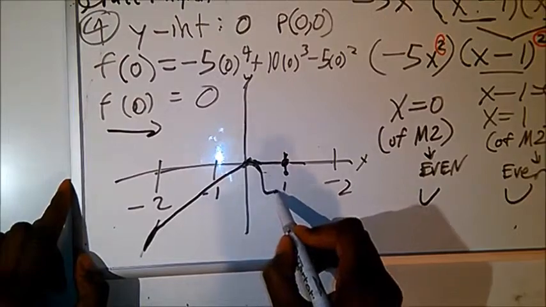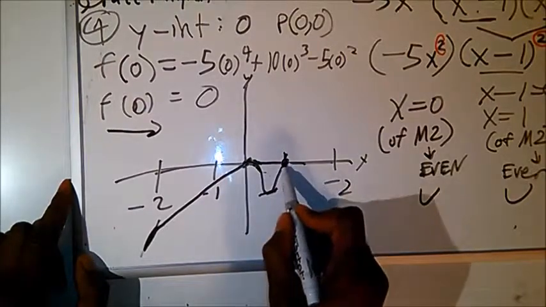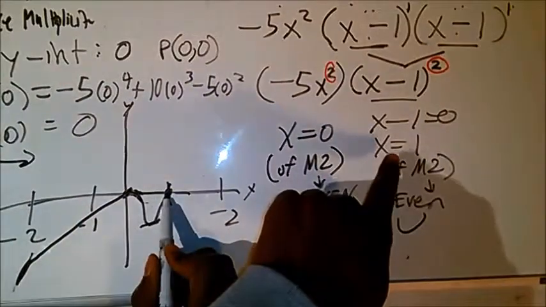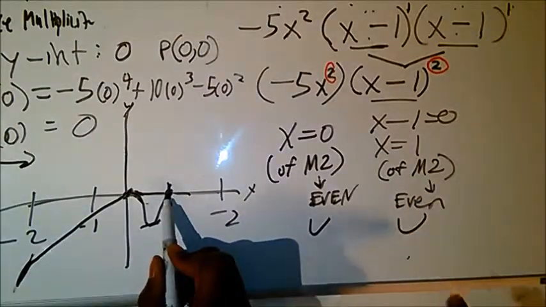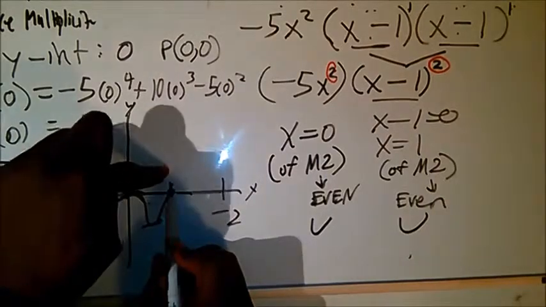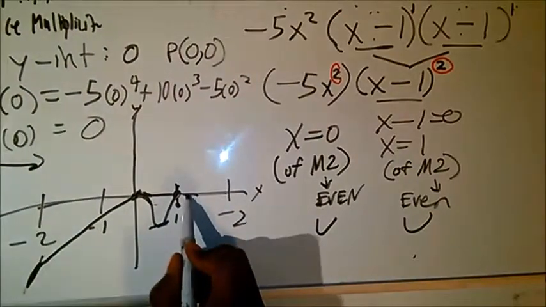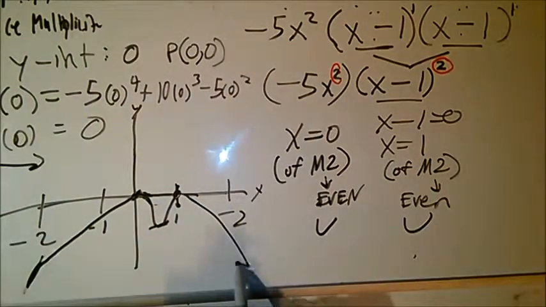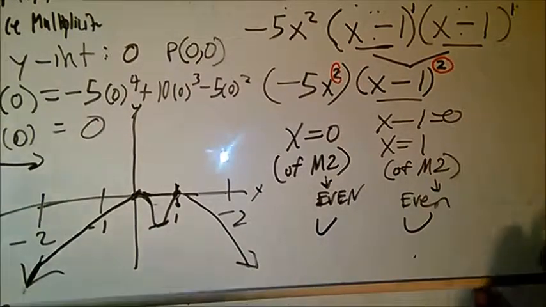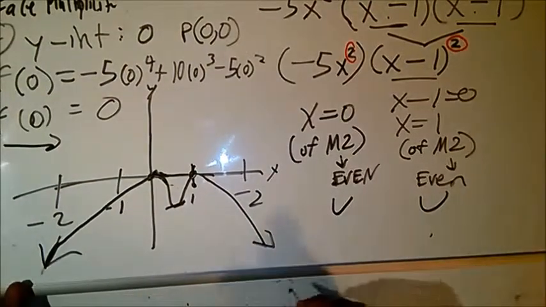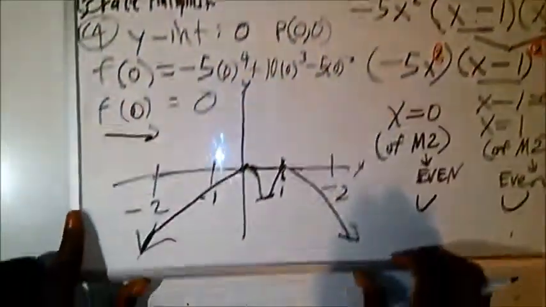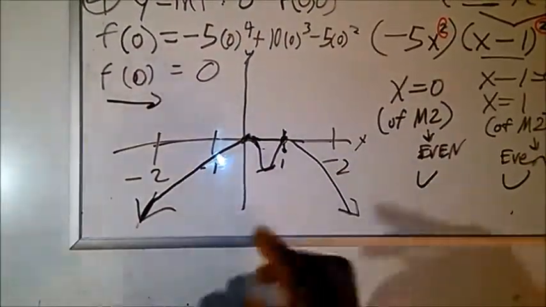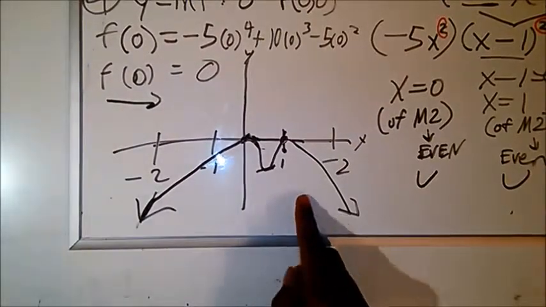And we have to go to the next magnet, which is 1, x equal to 1. If 1 is of even multiplicity, and evens are happy faces, they touch and turn around. So it's going to touch here, and it's going to turn around and face down. So look, we just graphed another polynomial function. And it looks just like this, doesn't it? Pat yourself on the back, you just graphed another polynomial function.